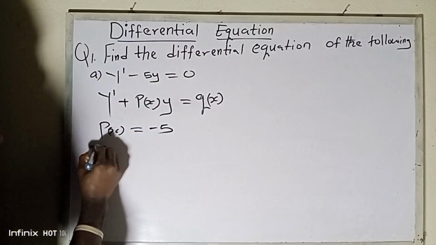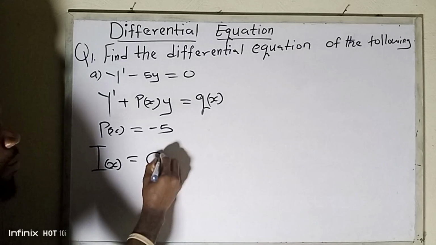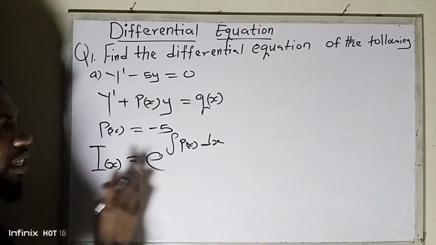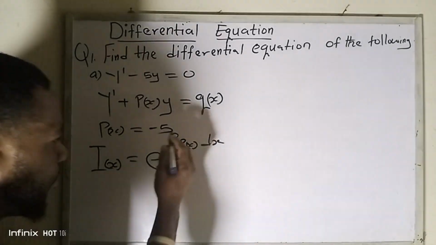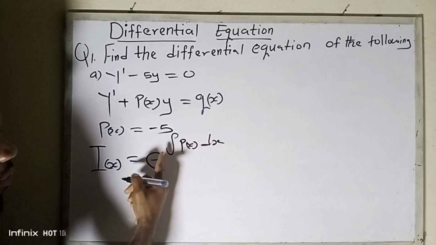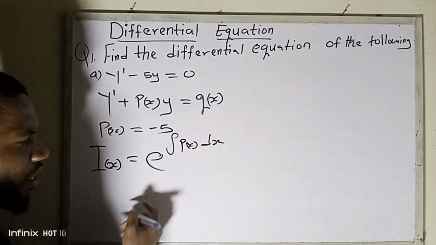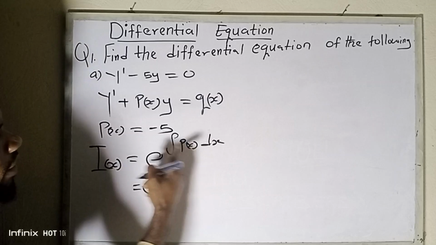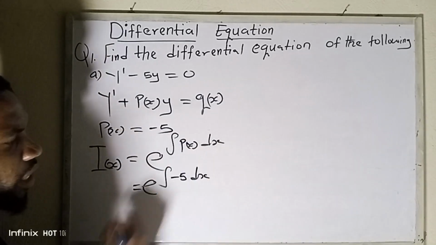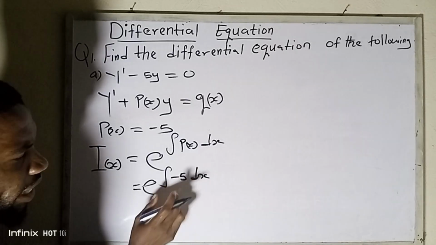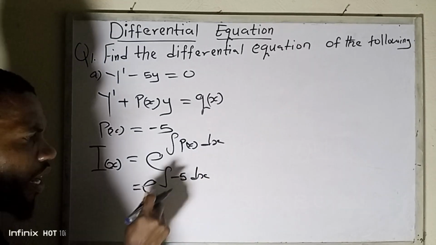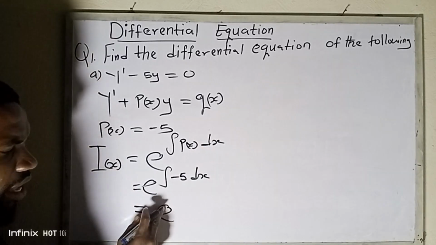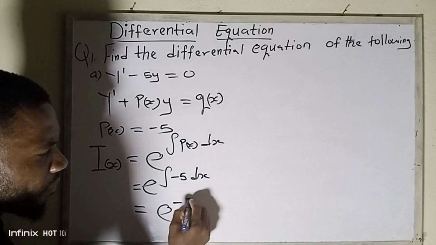When we have our p of x, we go back to look at the integrating factor. And we remember that the integrating factor is equal to exponential the integral of p of x dx. So this is the integrating factor. So therefore, let's solve this. Let's integrate the p of x. Therefore, we are going to have exponential the integral of minus 5 dx. So when we integrate at this point, forget about this exponential. Let's integrate minus 5, and when we integrate minus 5, we end up having exponential minus 5x.